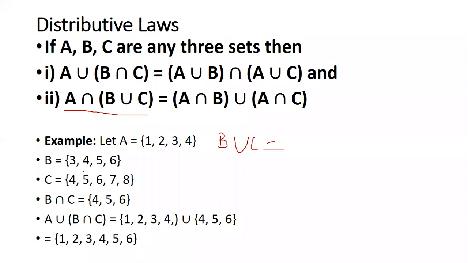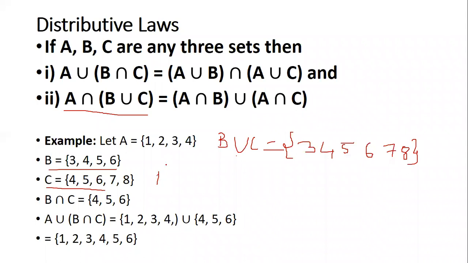Now we have set B given and we have set C given, and they're saying it is union. Very good. So union means we're just supposed to add both the elements. From set B, I'm going to take 3, 4, 5, 6. From C, 4, 5, 6 is already present, so I'll just add the other two elements, which are 7 and 8. So that is B union C.